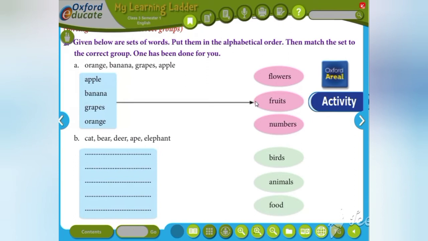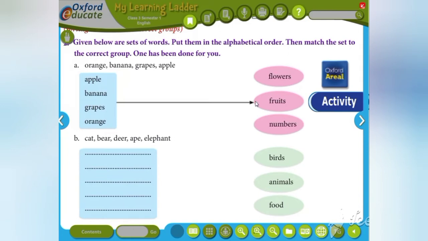So first what should we do? We have to arrange in alphabetical order. So what is meant by alphabetical order? Starting from A, right? So apple starts with A, so this comes first. After A, B comes, right? What is there in B? Yes, banana is there, so we write banana second. Then we have G, so we have written grapes. And then O, orange. So we have arranged them in alphabetical order.